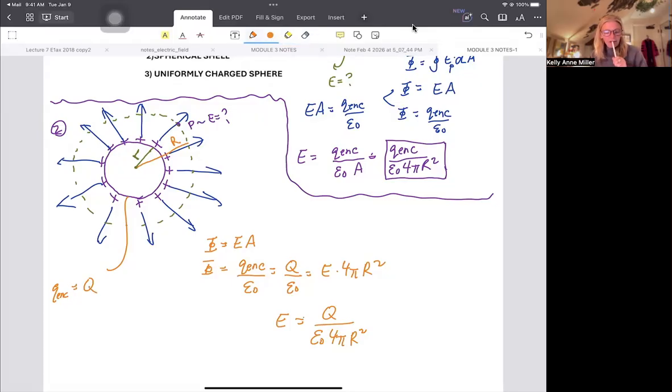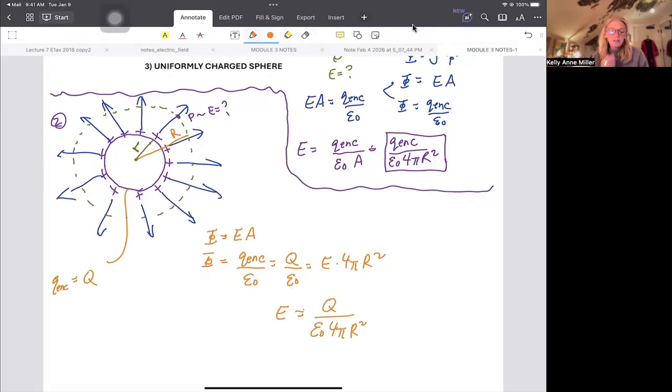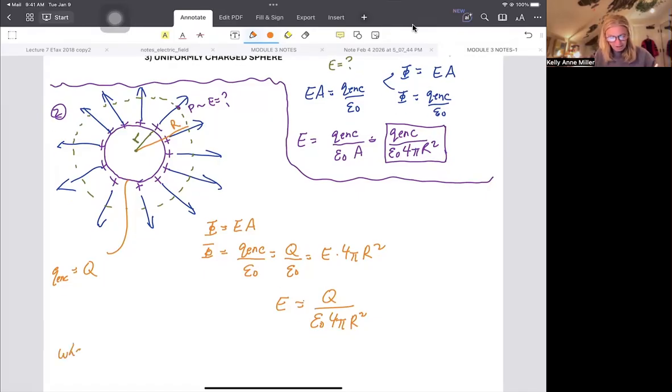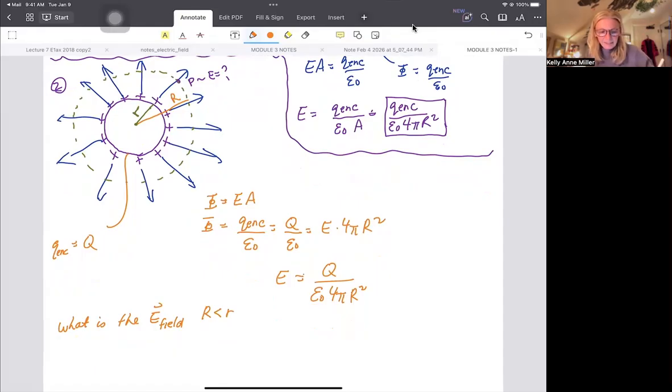What if the problem asked you to calculate the E field inside the sphere? So let's say it said, what is the E field where capital R is smaller than the radius of the sphere? Okay, that's how that is expressed. So basically inside the shell.